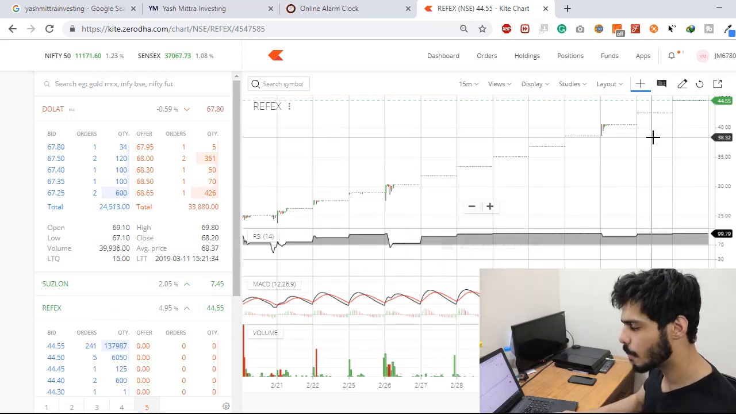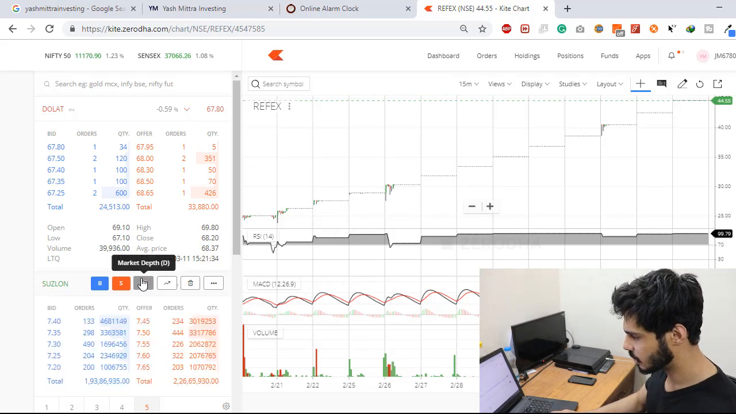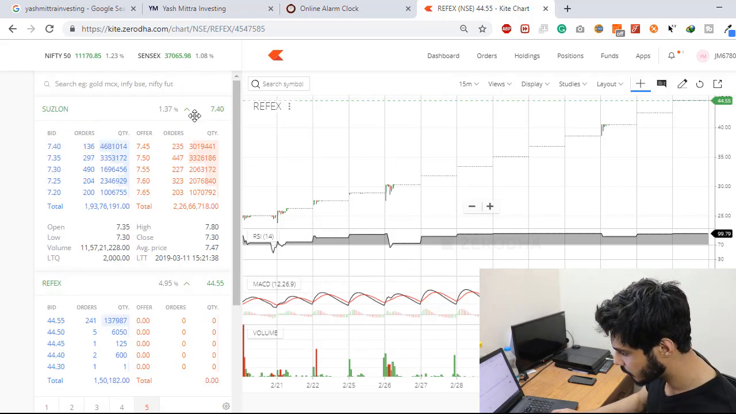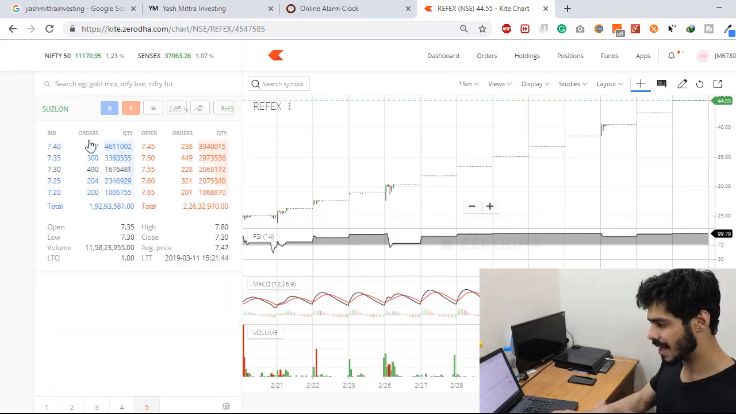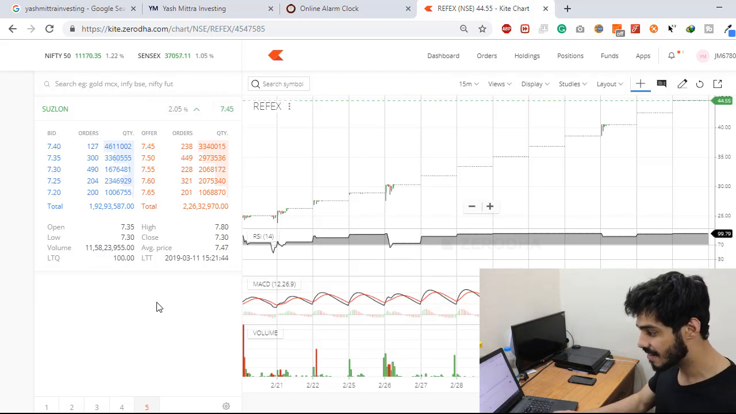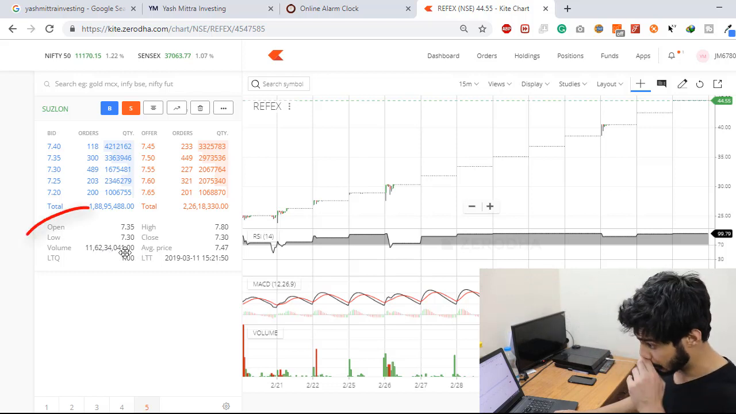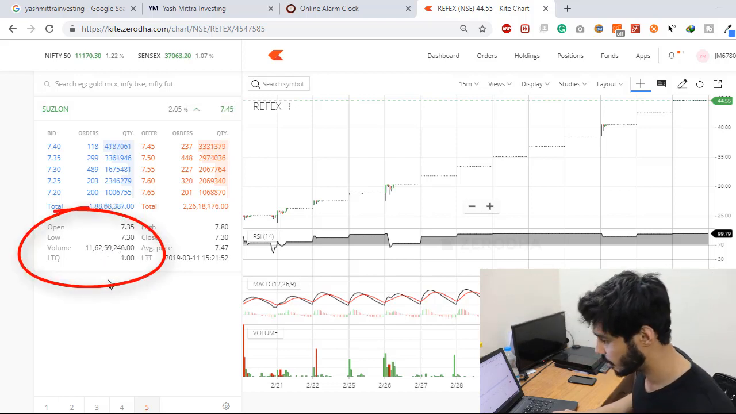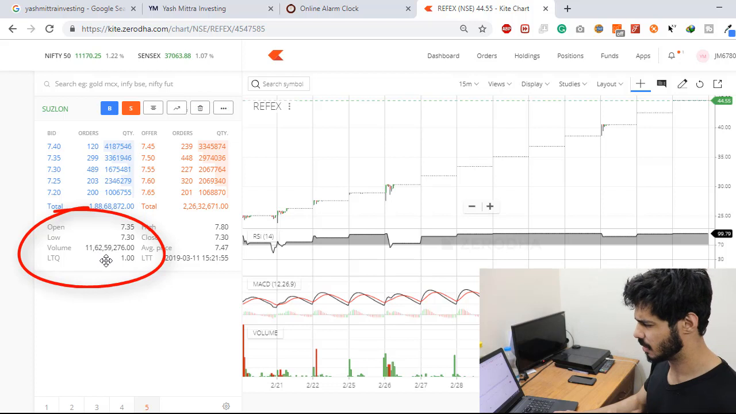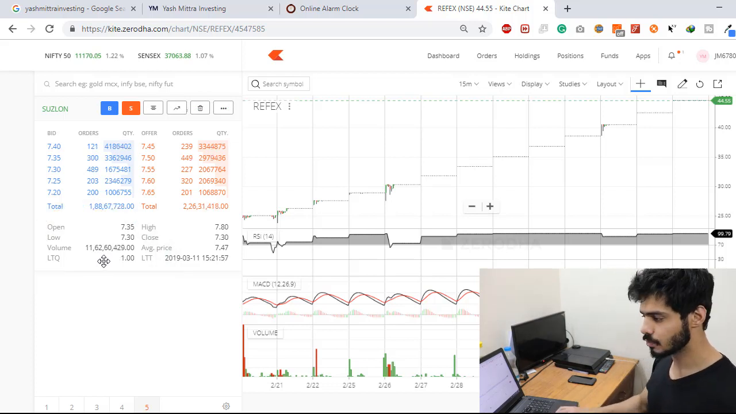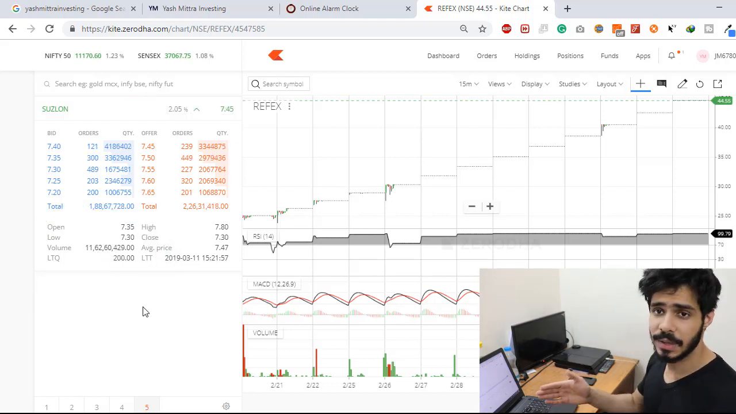Let me actually show you the opposite side, and let me remove these so that you don't get distracted by it. So Suzlon, look at the volume over here. It's crazy volume. I don't even know what that number is. Whatever it is, don't worry about it. It's 11 crores in the Indian system, but never mind. So many trades are happening in this share.